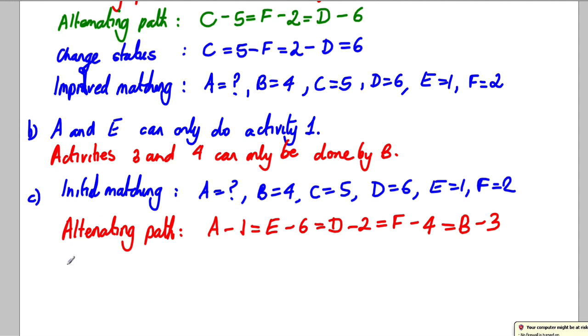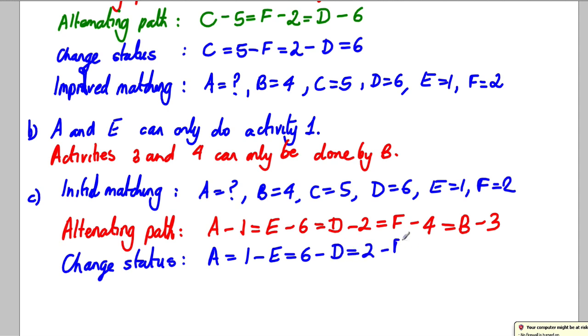We've obviously got to change status, so we write change status. So all dashes become equals and all equals become dashes. A is now fixed to 1, which is no longer with E because E is fixed to 6, which is no longer with D because D is fixed to 2, which is no longer with F because F is fixed to 4, which is no longer with B because B is fixed to 3. And now I can finish off by stating my complete matching.